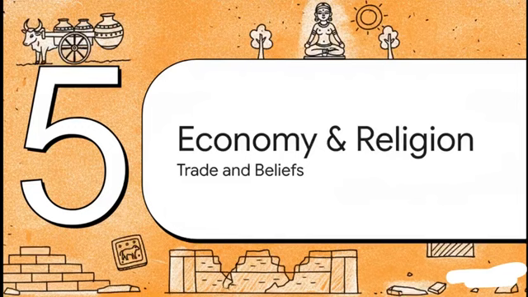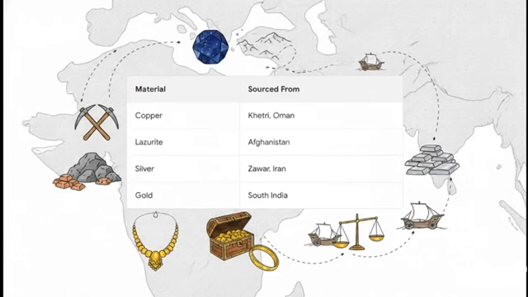All right, Section 5, Economy, Religion, and Decline. What fueled them, who did they pray to, and why did they just vanish? So, they were master traders with a deeply advanced economy, doing both internal and external trade. Check out where they sourced their materials.